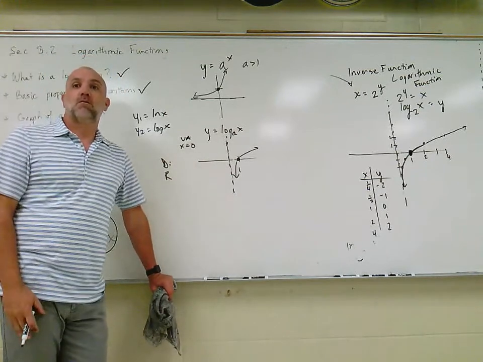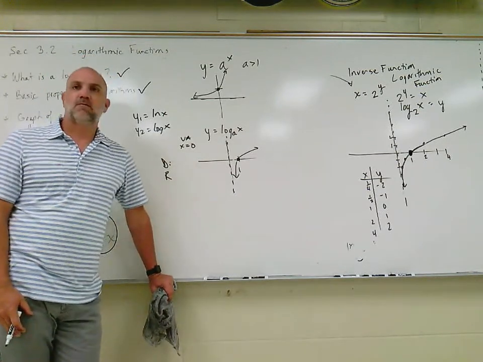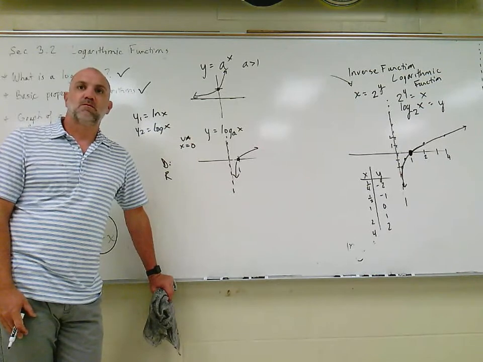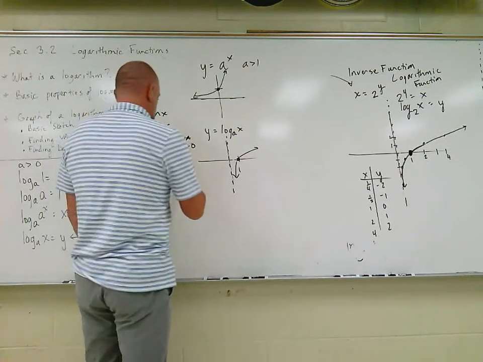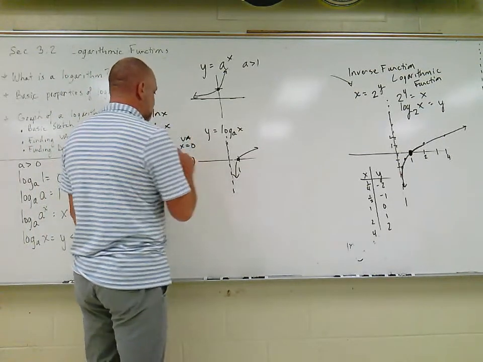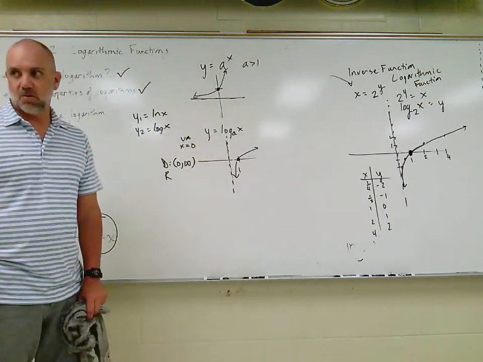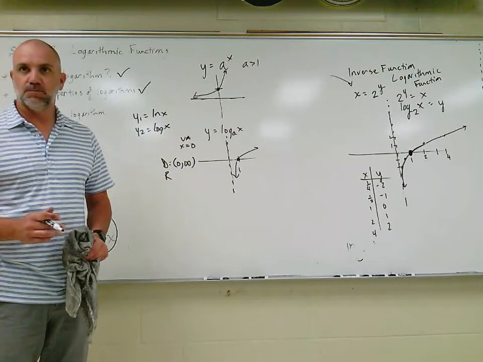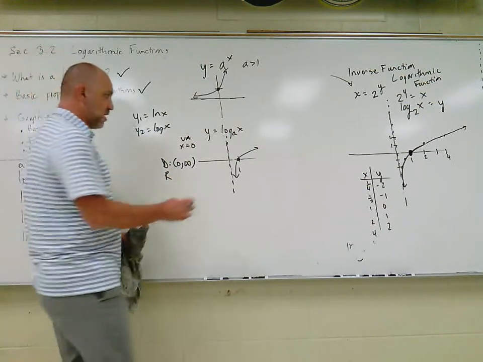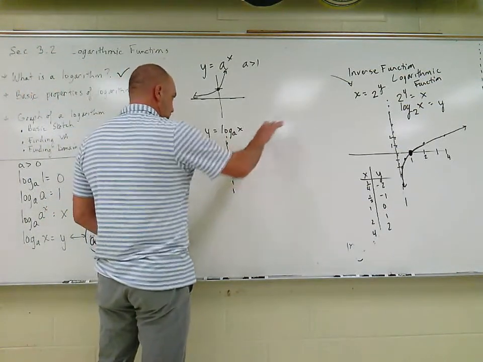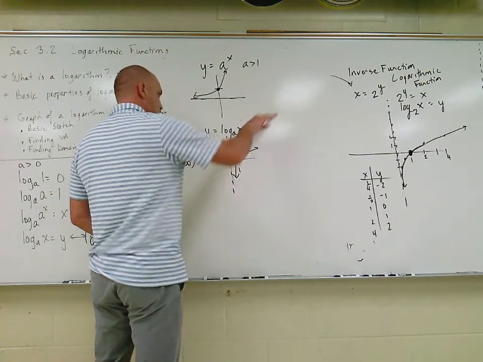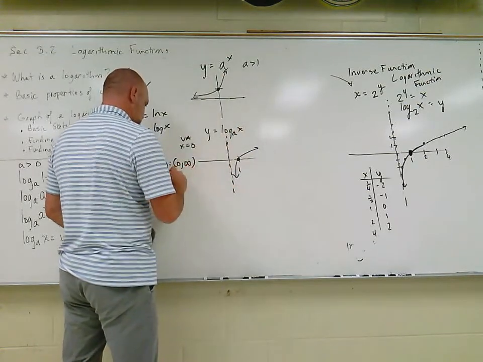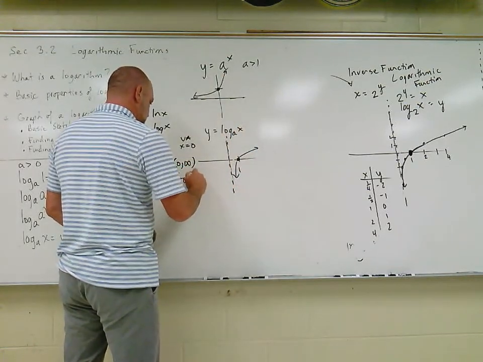All right, what's the domain? The domain is 0 to infinity, not including 0. Does that make sense? Don't include 0, that's right. And then what's the range? Negative infinity to infinity. Yeah, so it goes down forever and it is climbing. It's just going slowly, not as fast as that, but it is climbing. So the range is all real.